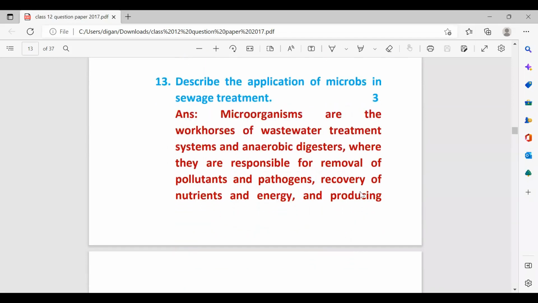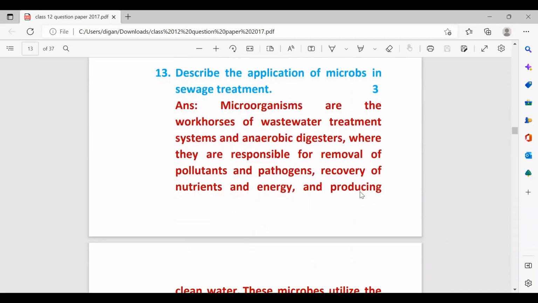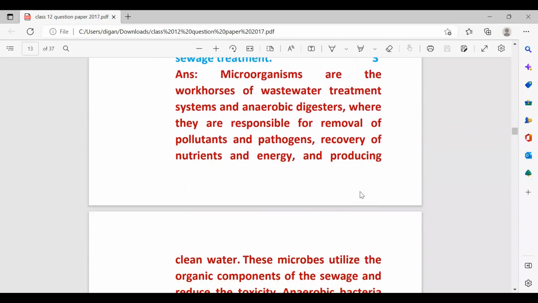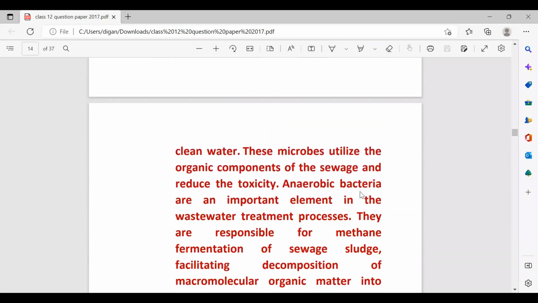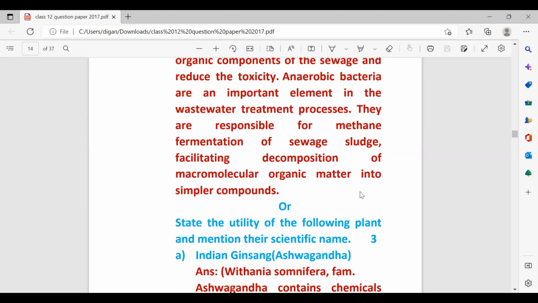Describe the application of microbes in sewage treatment. So these are the applications of microbes. So nothing to explain here.